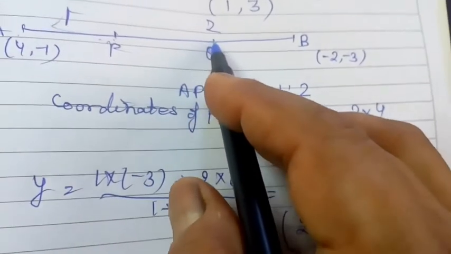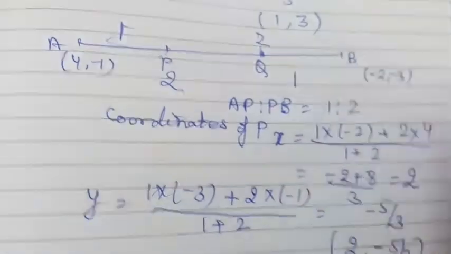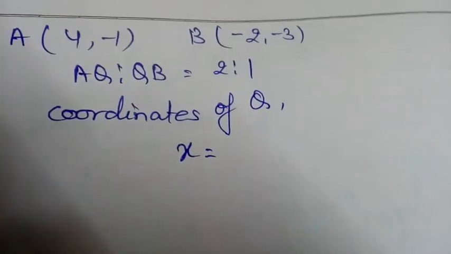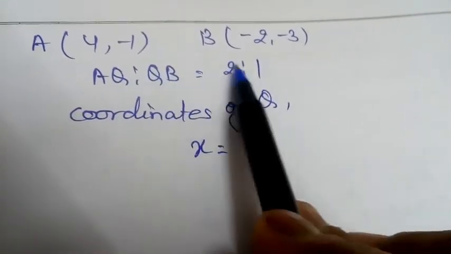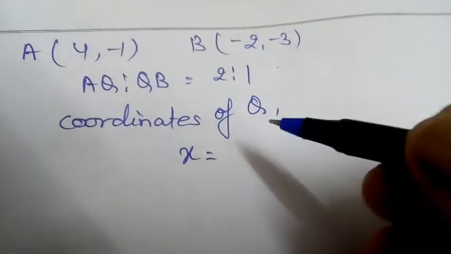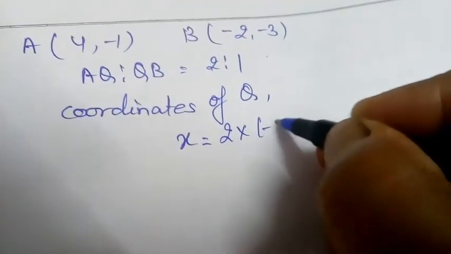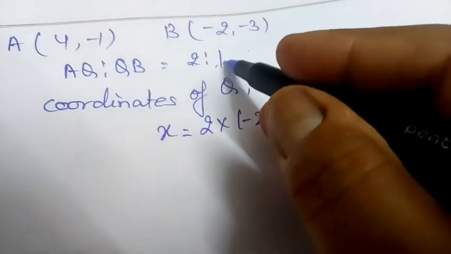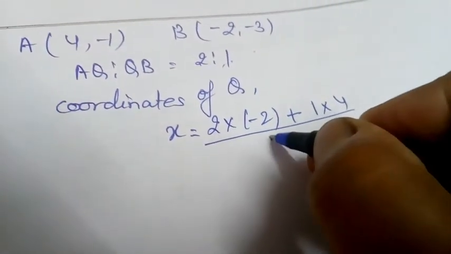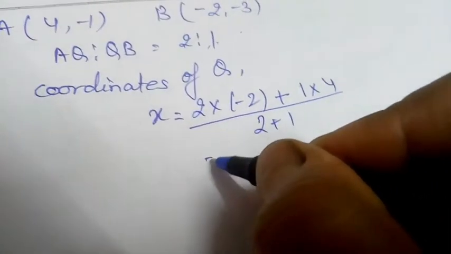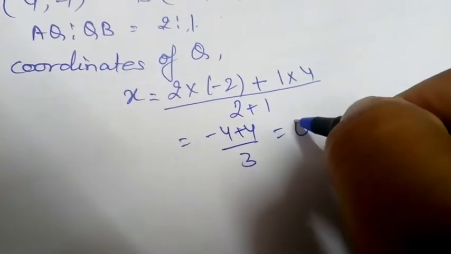Similarly, we can find the coordinates of Q. The coordinates of A are (4, -1) and B (-2, -3). AQ is to QB is 2:1. Coordinates of Q: x equals m1, which is 2, times x2, which is -2, plus m2 x1 by 2 plus 1. That is -4 plus 4 by 3, which means this is 0.